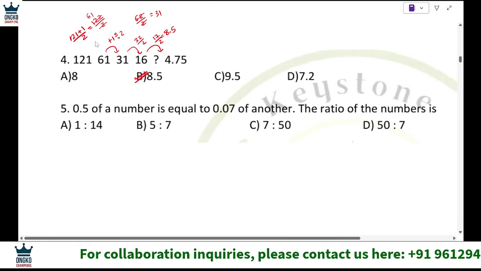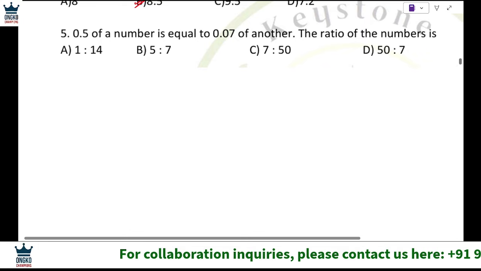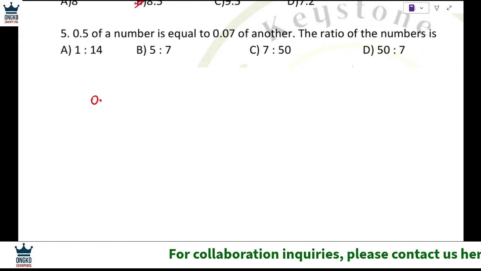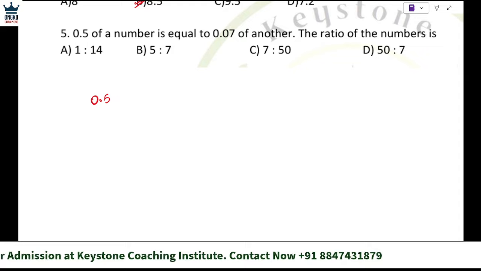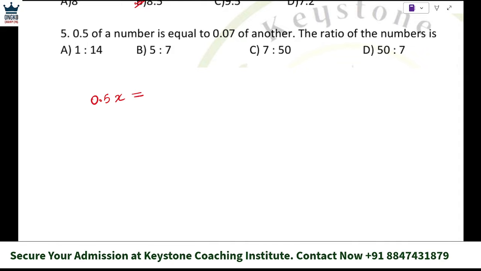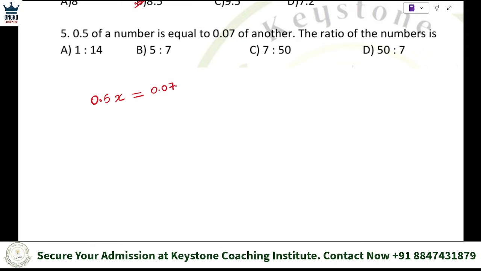Okay. Next one. 0.5 of a number is equal to 0.07 of another number. So let's say 0.5 of a number is x, and 0.07 of another number, let's say y.